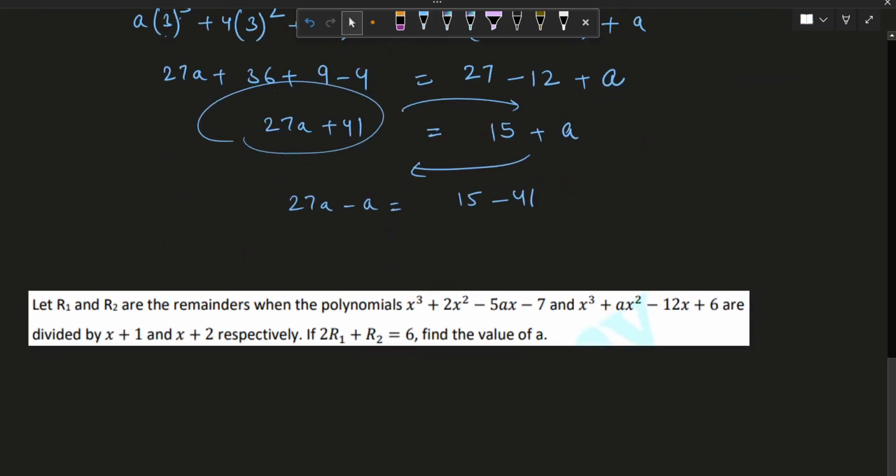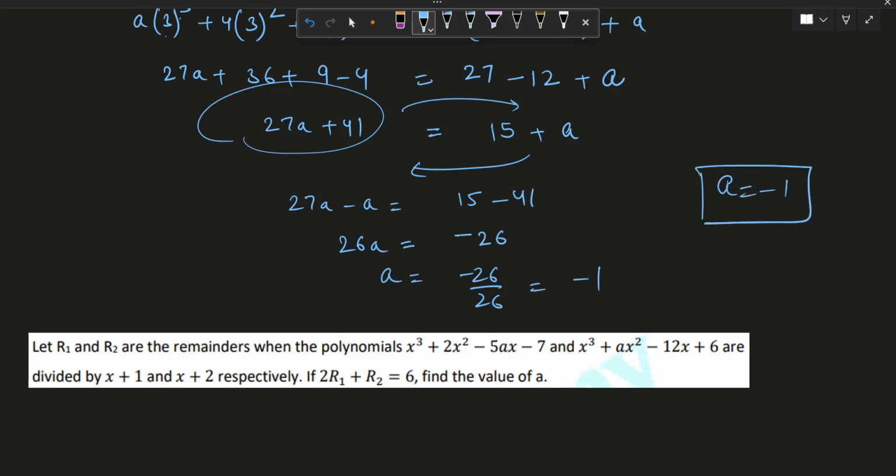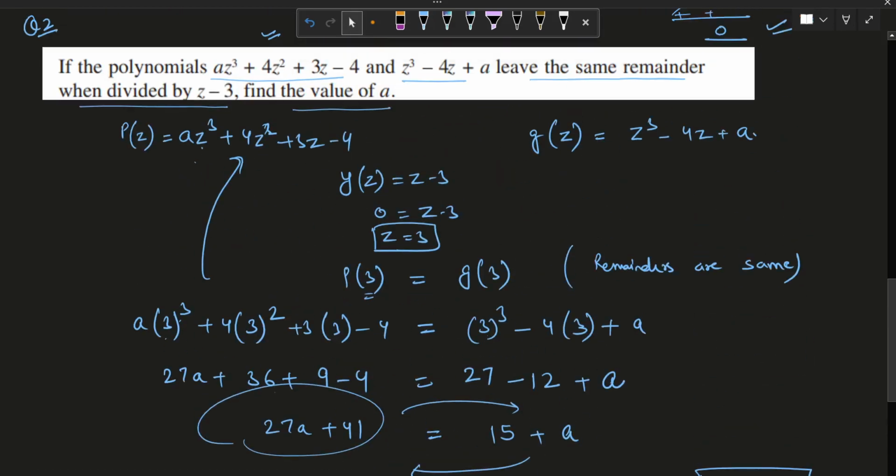Fine students. Now 27 minus a is what? 26a equals minus 26 here also, because when you subtract, this will come. So a is minus 26 by 26, minus 1. So what value of a do I have? Minus 1. This is what I was supposed to do. Yes, you only had to find out the value of a.